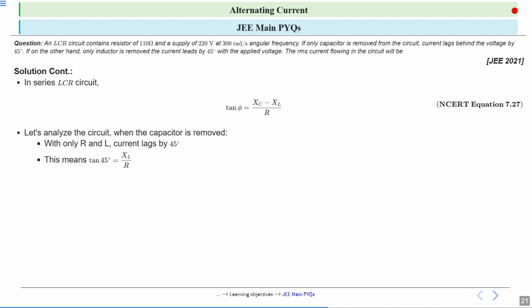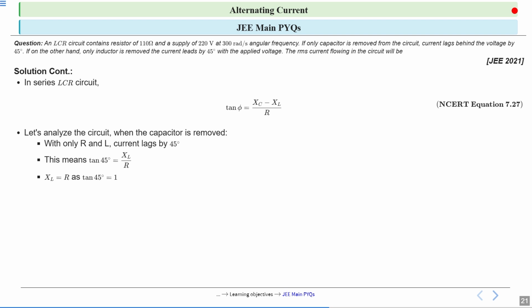So negative and negative from both sides will get cancelled out eventually. Okay, so we have taken positive from the beginning. So this means tan 45 degree will be equal to XL upon R. That means tan 45 degree is 1, so XL equals R. If we remove the capacitor, phase difference is 45 degree.